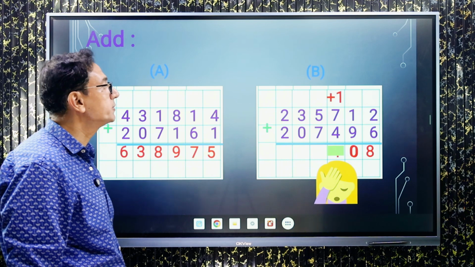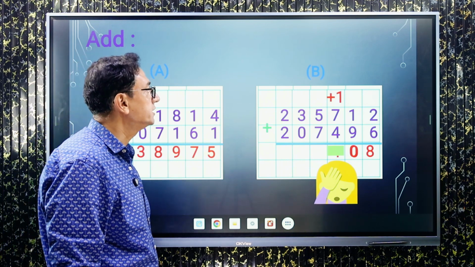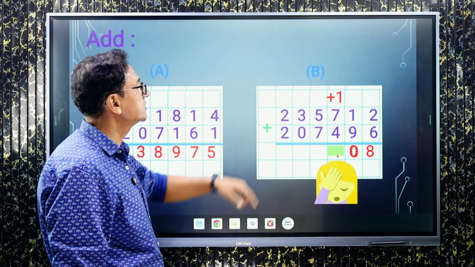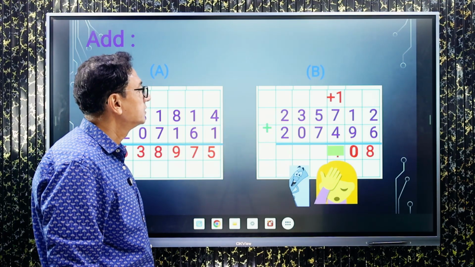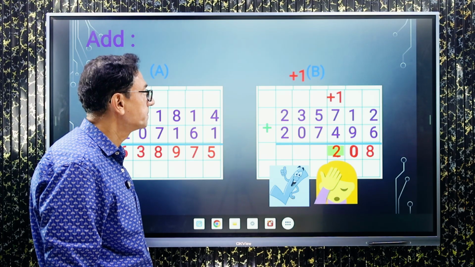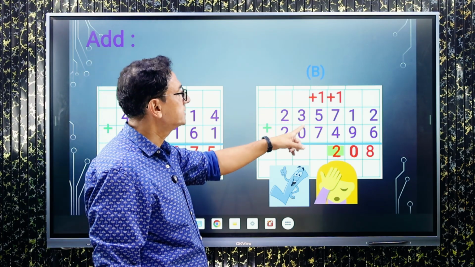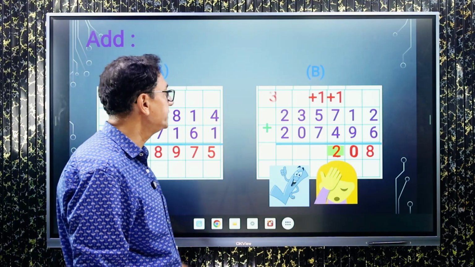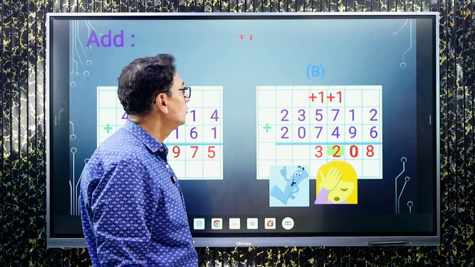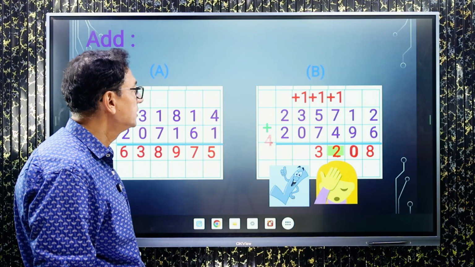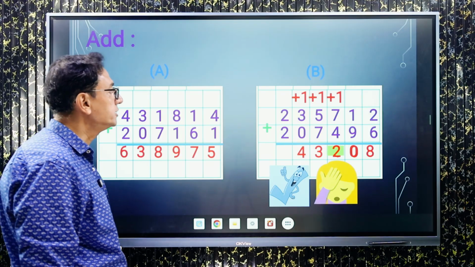It will be 1 plus 7 plus 4. 1 plus 7 equals 8. 8 plus 4 equals 12. This is right. 2 and carry up 1. 1 plus 5, 6, plus 7, yes, it will be 13. 3 and carry up 1. 1 plus 3, 4, plus 0 equals 4. And 2 plus 2 equals 4.